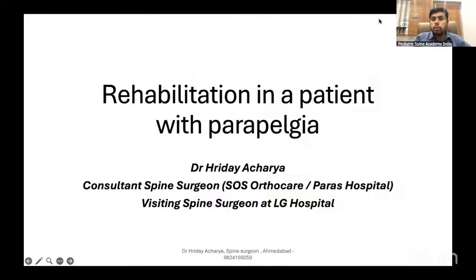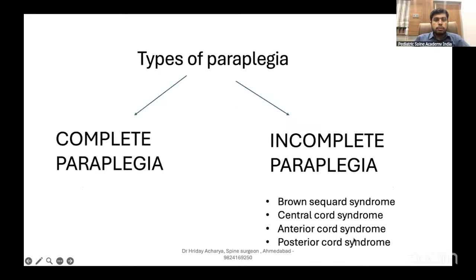One more important topic for exam, rehabilitation in paraplegia. So there are two types of paraplegia. The first is complete paraplegia where there is no movement of the limbs below the level of injury. So if it is dorsal, then there is no movement of the lower limbs. Any cervical, that means no movement of the upper limbs and the lower limbs based on the dermatomes.